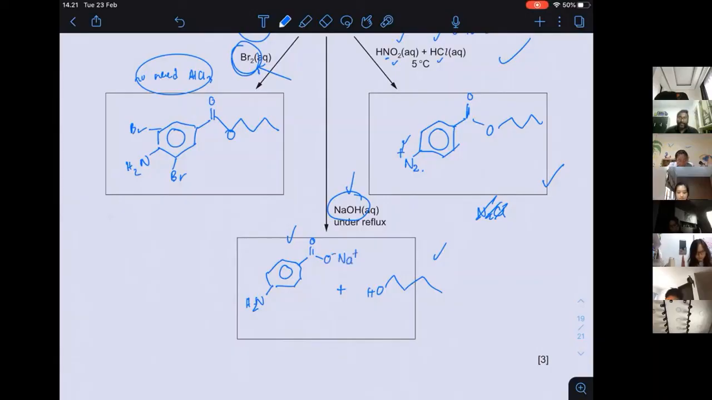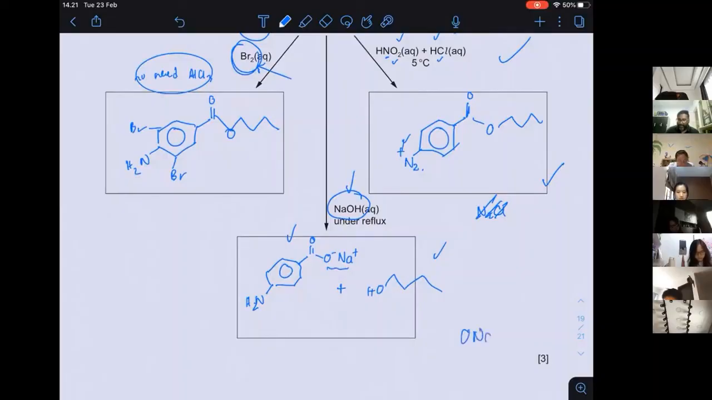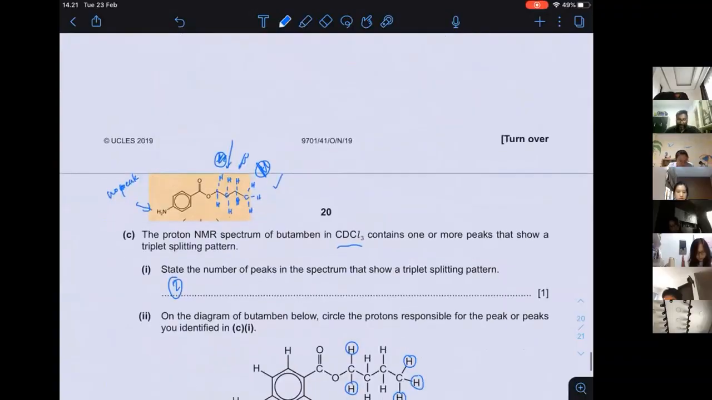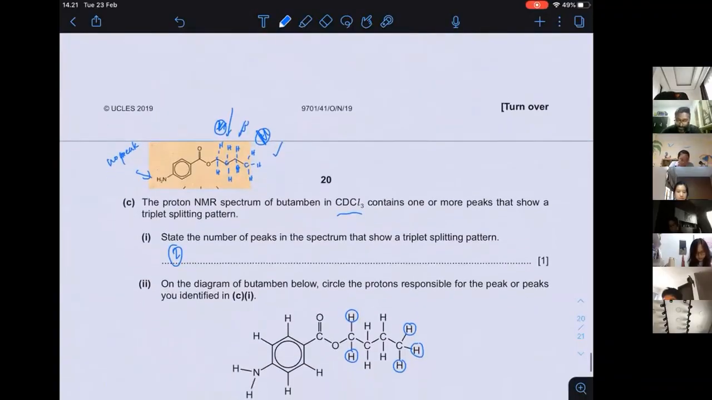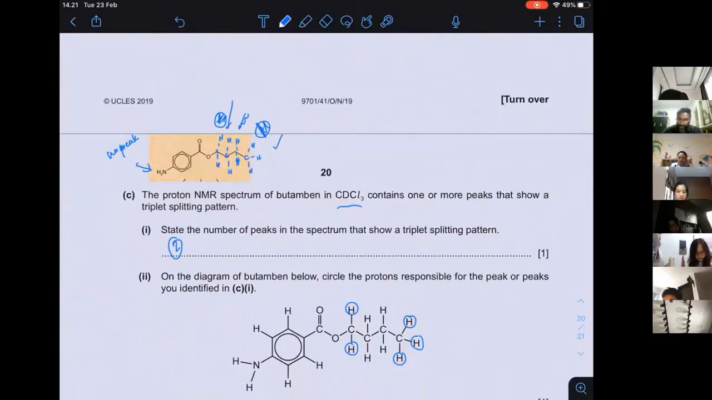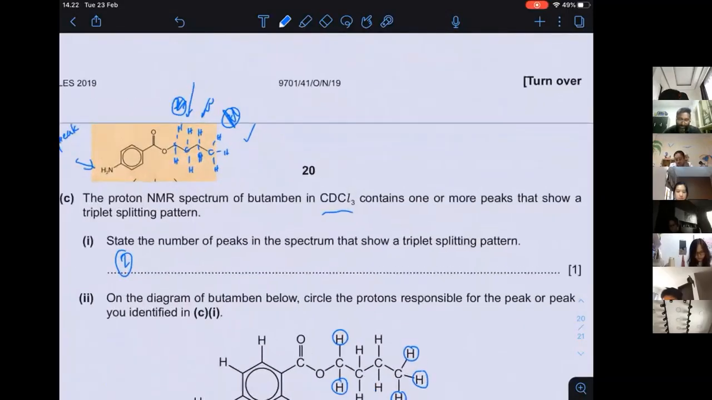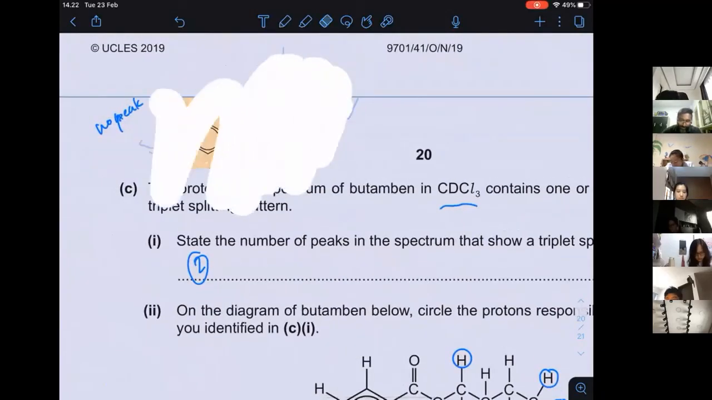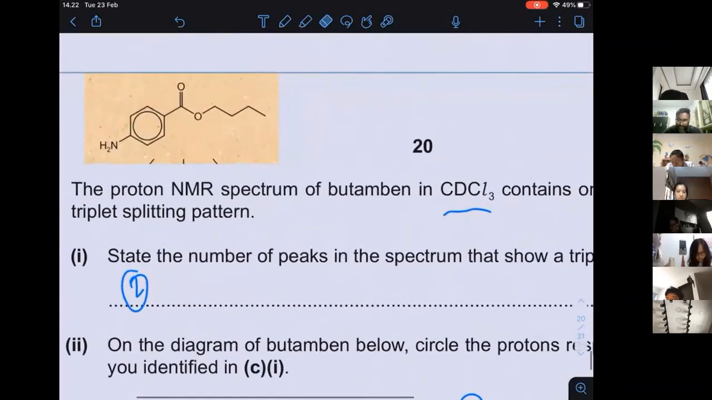Very important. Even in the marking key, they say O and Na. If you write it down, it's still going to be accepted. So two things must be there. And then next, the proton NMR spectrum of butanediene in CDCl3 contains one or more peaks that show a triplet splitting pattern.